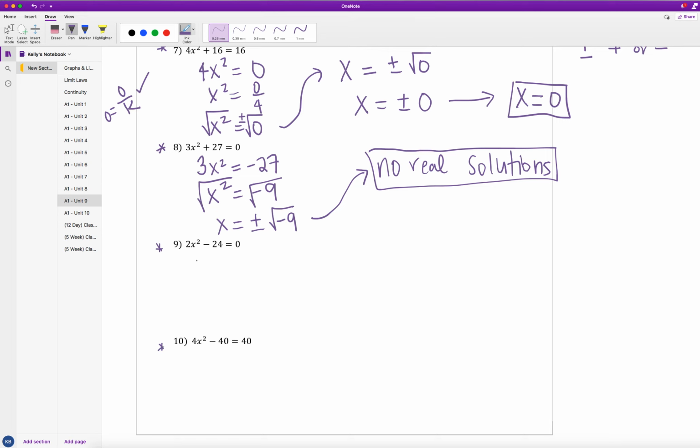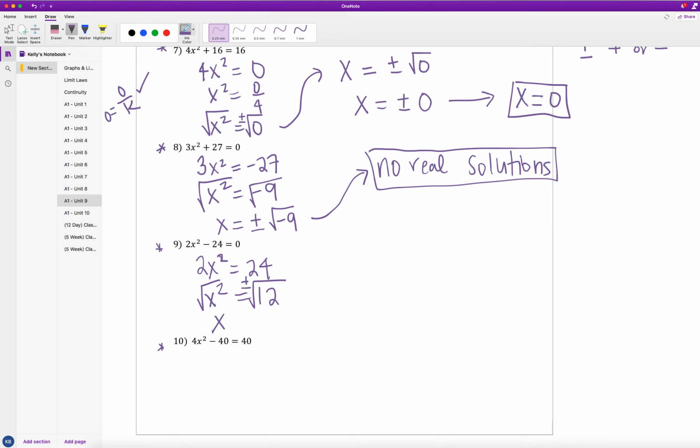So in example 9, I'm going to isolate x squared. So let's add 24 over. So we have 2x squared equals 24. Dividing through by 2, we get x squared equals 12. I'm going to square root both sides. And it's okay to do this because as long as I do to one side as I do to the other, I'm still keeping my equation balanced. Don't want to forget that plus or minus though.